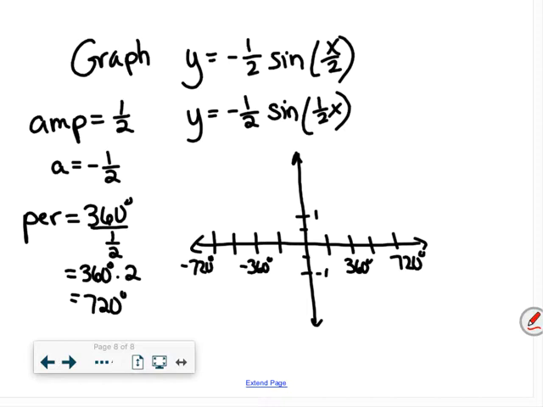All right, so what I did is I made 1 tick for 1, and then I went to the halfway mark because my amplitude is 1/2. So I'm going to go 0, 0, but I'm going down 1/2. 0, 0, up 1/2, 0 again. So notice, can you tell it's a reflection and a vertical shrink? A reflection and a vertical shrink.